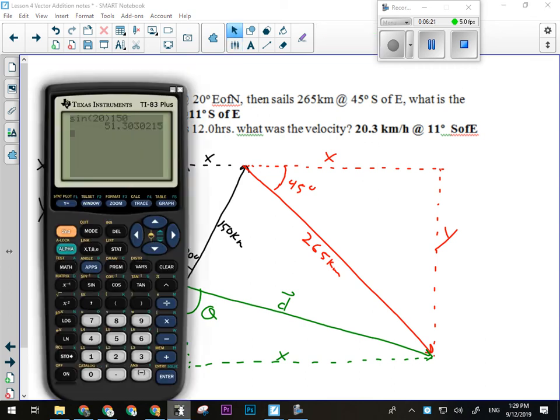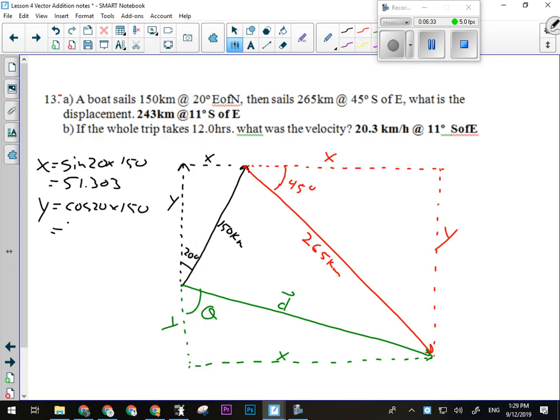Oh, not 220. And so we're looking at 140.954 kilometers, sorry, these are kilometers. Okay, and this one is east. This one is north. Right? Then we got to do the same thing for the red triangle.